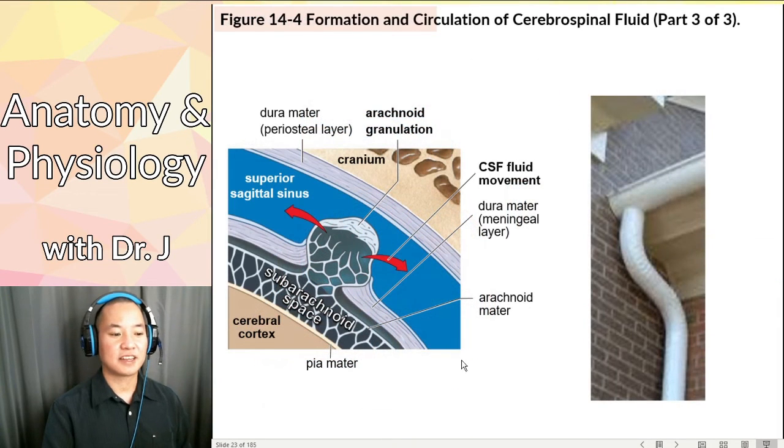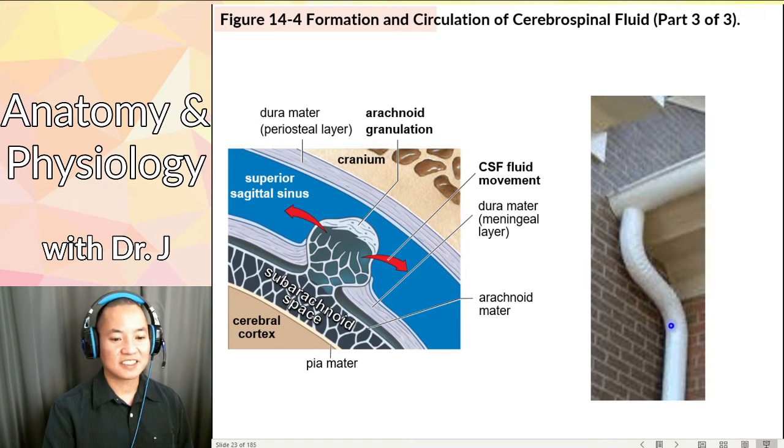But how does it do that? Remember how I said that the subarachnoid space contains that cerebrospinal fluid? So how do you go from the subarachnoid space to this actual dural sinus? Well, there are special structures called arachnoid granulations. And what we see here is that the subarachnoid space, which has our cerebrospinal fluid, actually goes out and connects here to that sinus via these arachnoid granulations. So now you have cerebrospinal fluid going from the subarachnoid space into the sinus.